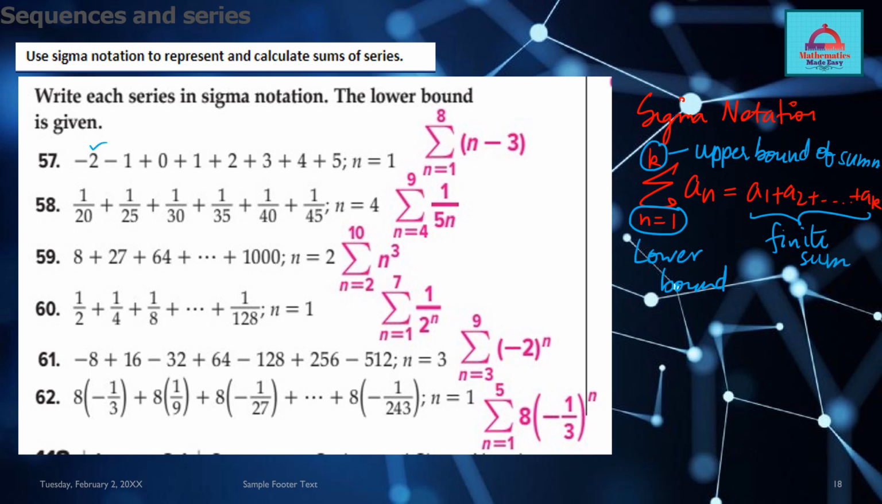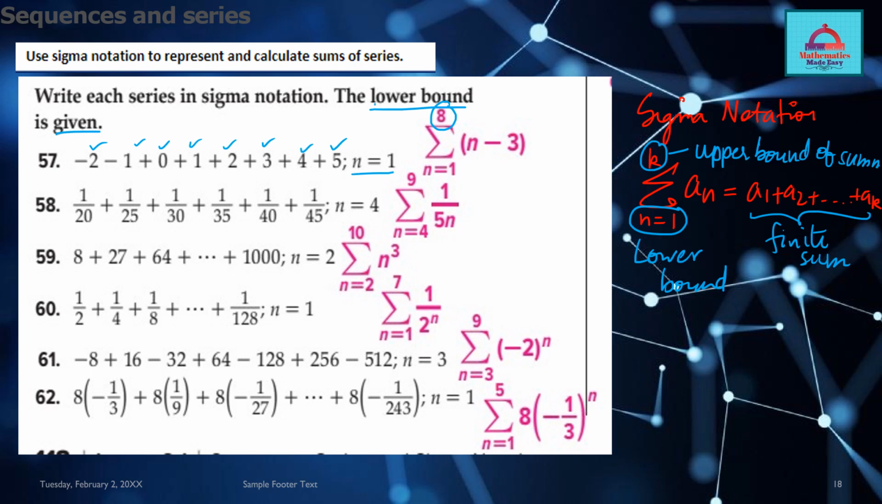How many terms? 1, 2, 3, 4, 5, 6, 7, 8. So you know the upper bound is going to be 8. What is the lower bound? It is already given to you. So it starts from n equal to 1. Now you have to look for a pattern. You have to see what is the pattern in this series. -2, -1, 0, so on.